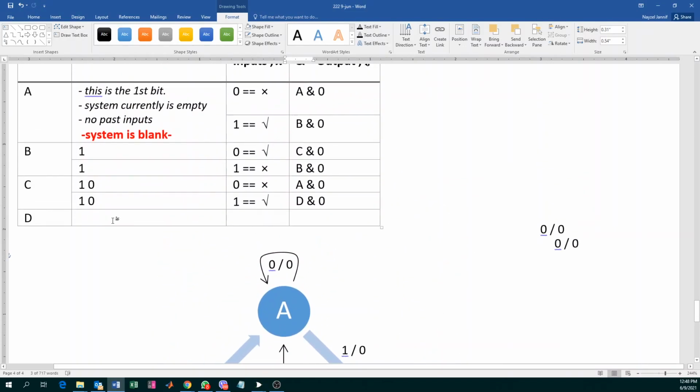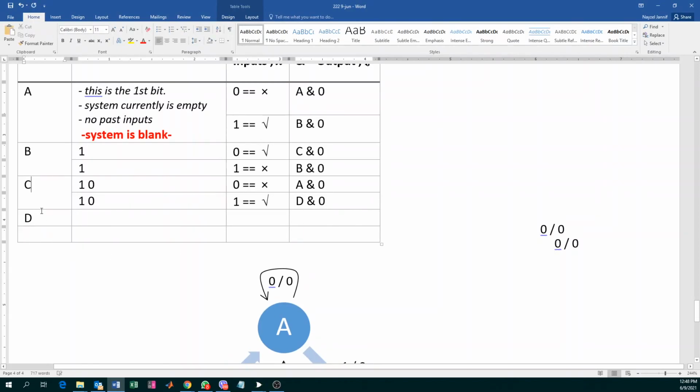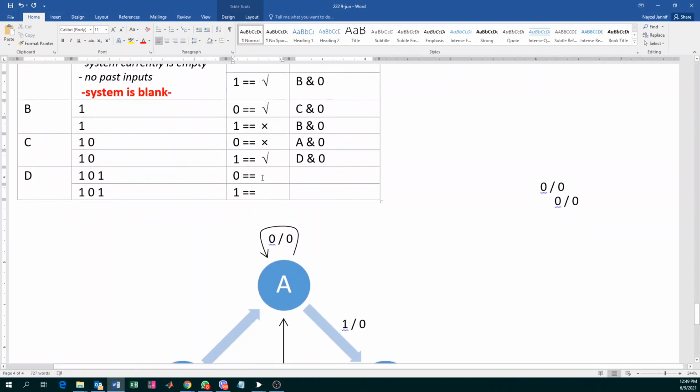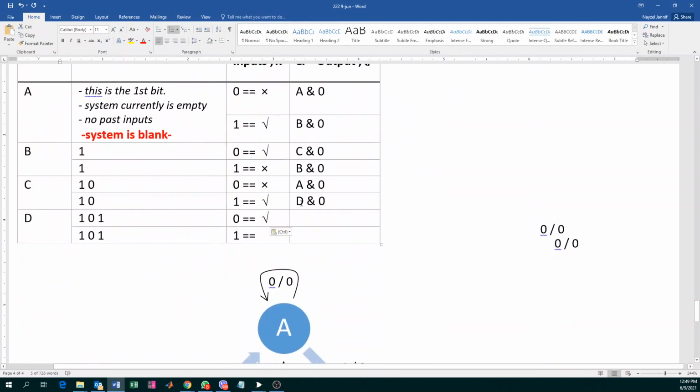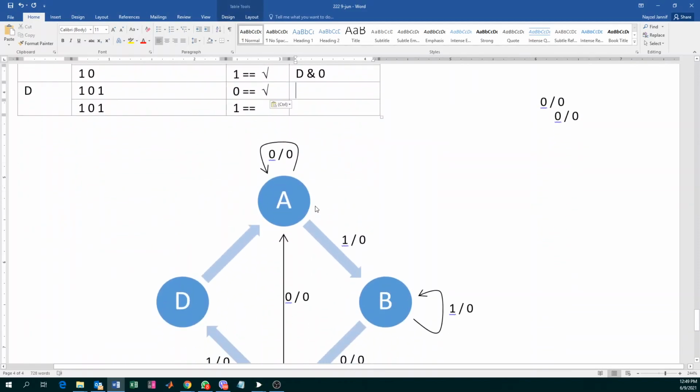Now, let's look at the last one. If you're at D, you've already got 1 0 1 in your bag, and your two possible inputs are either a 0 or a 1. If you receive a 0, all good. That's exactly what we were looking for, because you now have 1 0 1 and another 0, so 1 0 1 0. Finally, we've achieved what we wanted. So if you've received the 1 0 1 0, obviously we know our output will be 1.